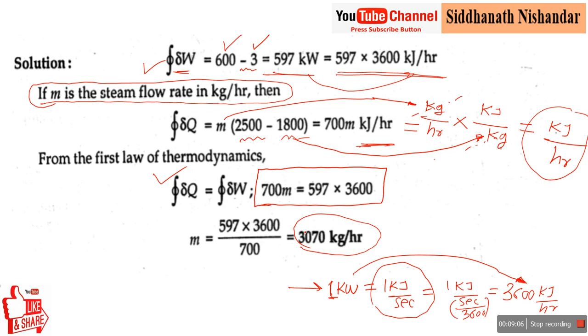Go through this simple calculation. We just need the simple conversion here. Work done we calculate in kilowatt and that is converted into kilojoule per hour. Why is the conversion needed? Because the Q in the numerical is given in kilojoule per hour. For that purpose only I am converting it into kilojoule per hour. That's all.